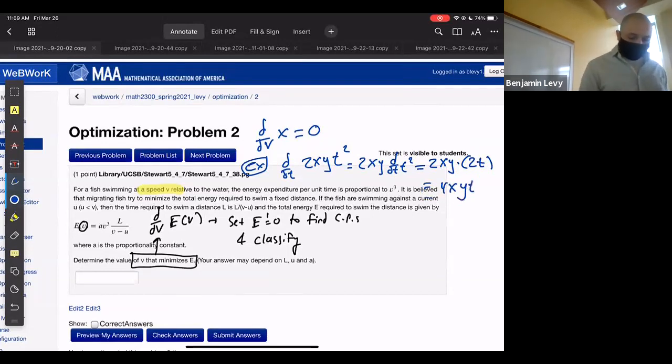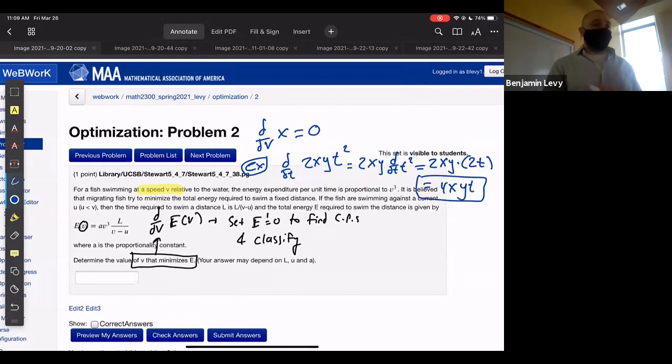So that's the kind of thing we want to be thinking about in this problem. When we differentiate with respect to v, we're going to ignore the things that are not a v, and we're just going to pretend like there's a number in there. So that's my general setup.